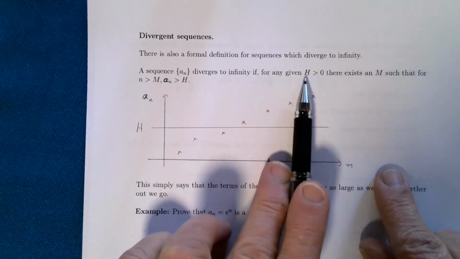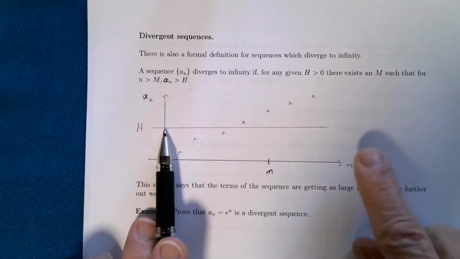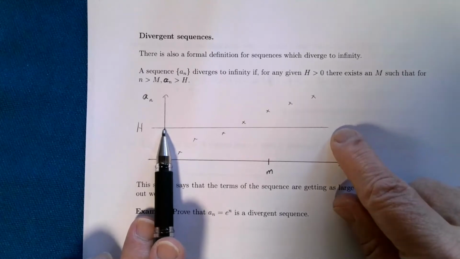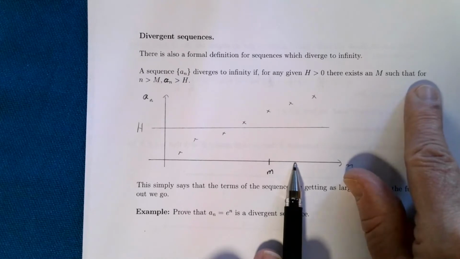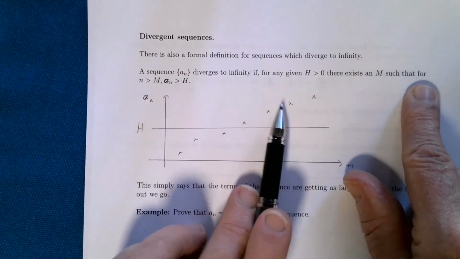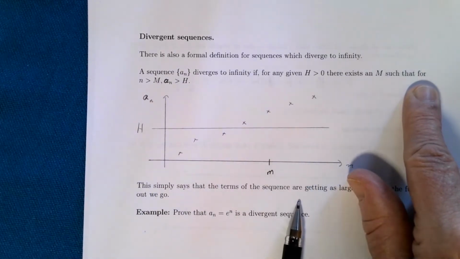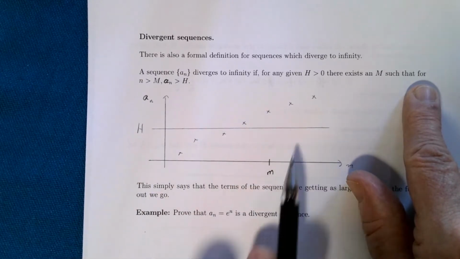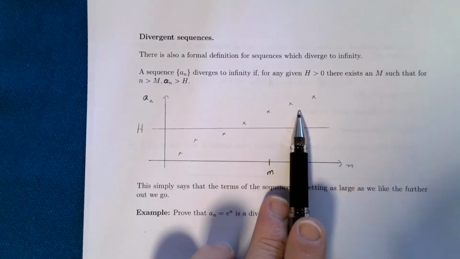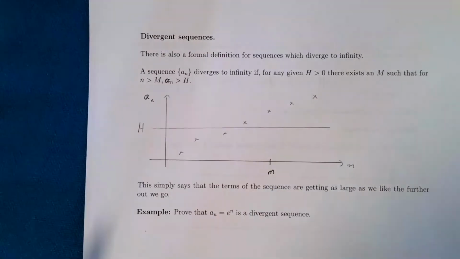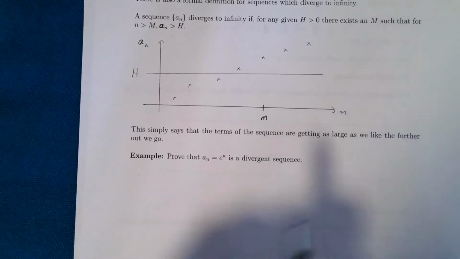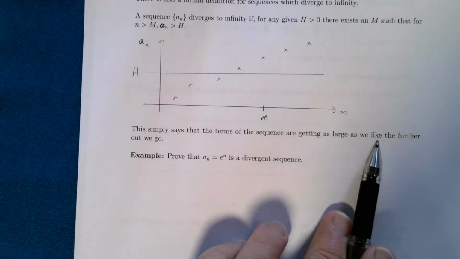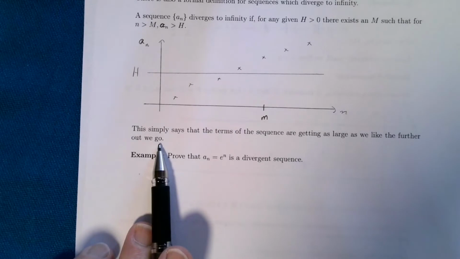So in other words, for any given h bigger than 0, so there's my h, eventually, that is, there is an m, so that if I go past that point, then the sequence is bigger than h. No matter where I try and put the brick wall, eventually the sequence goes past that brick wall. So this simply says that the terms of the sequence are getting as large as we like the further out we go.